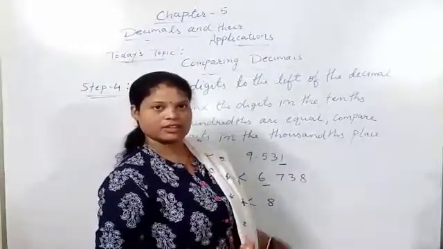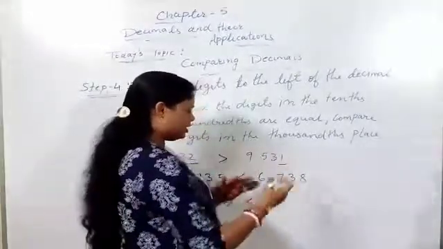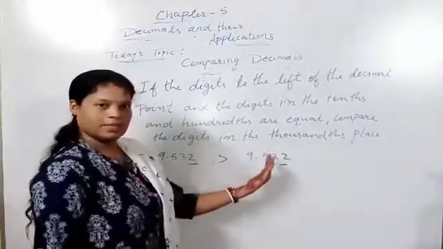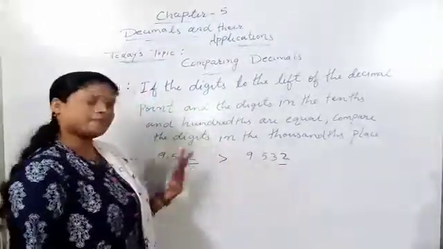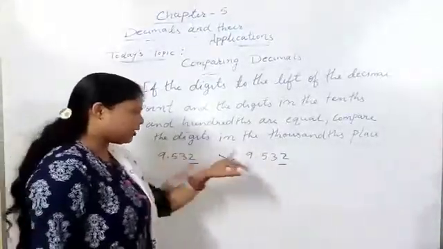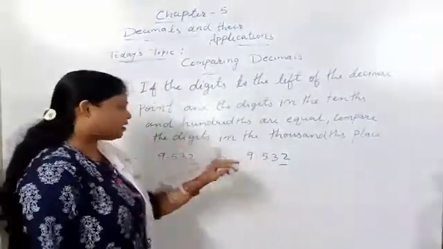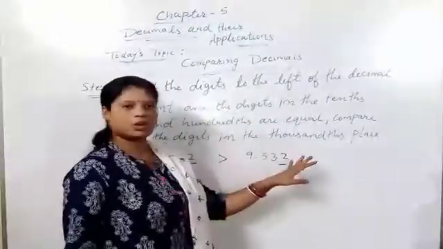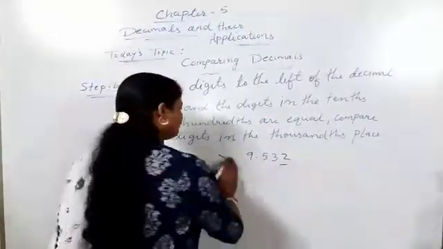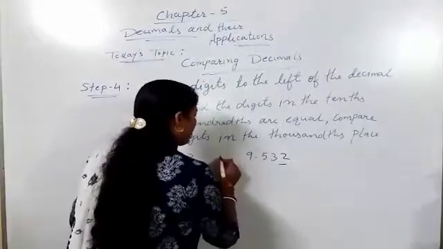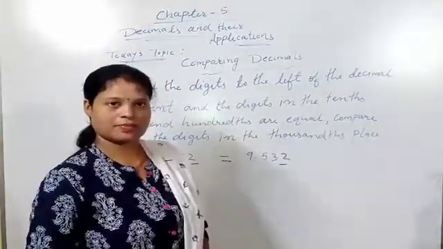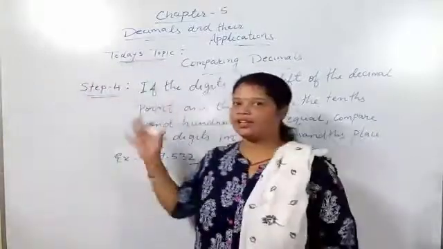Now if the left side of the decimal is equal, the tenths place is equal, the hundredths place is equal, as well as the thousandths place, then we can write that both numbers are equal. Okay, hope you get this topic.